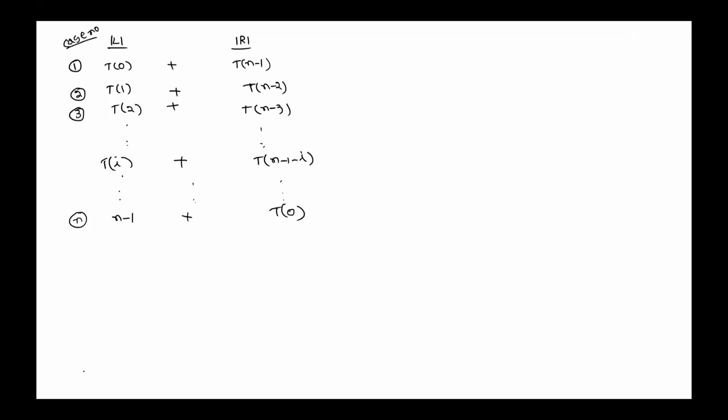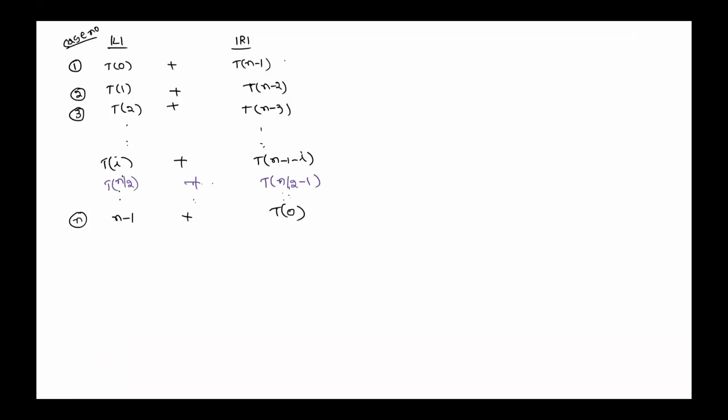Now you tell me what is the recurrence relation for the running time of this? Or there may be some case where one side has n by 2 elements. If there are n by 2 elements on one side, what is the number of elements on the other side? n by 2 minus 1. Is that correct?